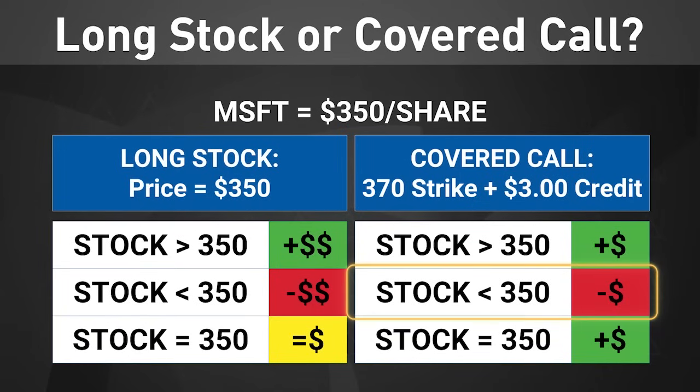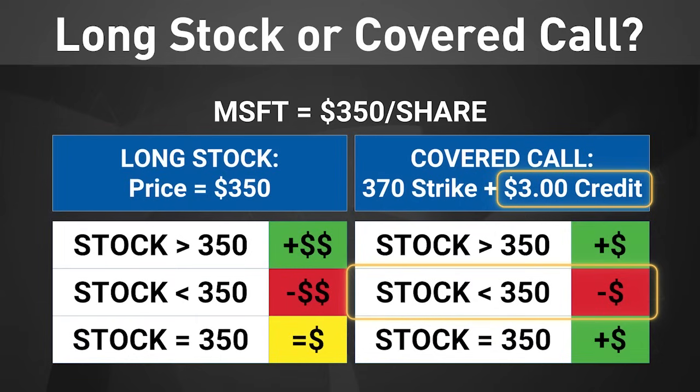If Microsoft falls below $350 per share, then you're going to lose on your long shares just like you would with a strictly long share position. But you're also going to be able to keep that $3 that you sold the call for if that call stays out of the money, which it will if Microsoft is moving down.